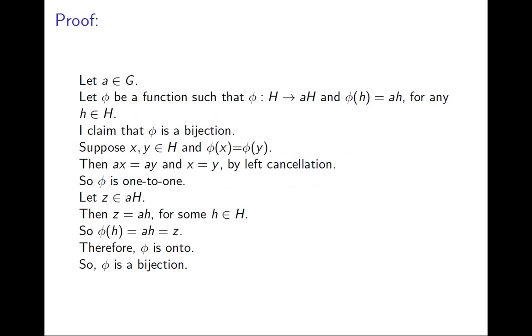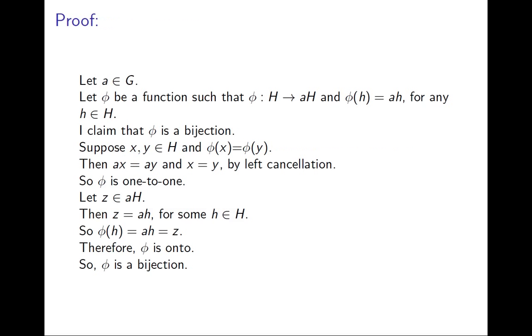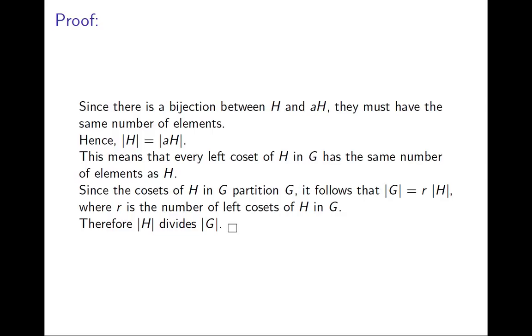And you'll notice if we go back to the example that we did, every coset has the same amount of elements as H. Since the cosets of H in G partition G, it follows that the order of G equals r times the order of H, where r is the number of left cosets of H in G. So for our example, r would equal 3, since there were 3 left cosets of H in G. Therefore, the order of H divides the order of G, simply because you can do algebra to isolate r and you get the order of G over the order of H.